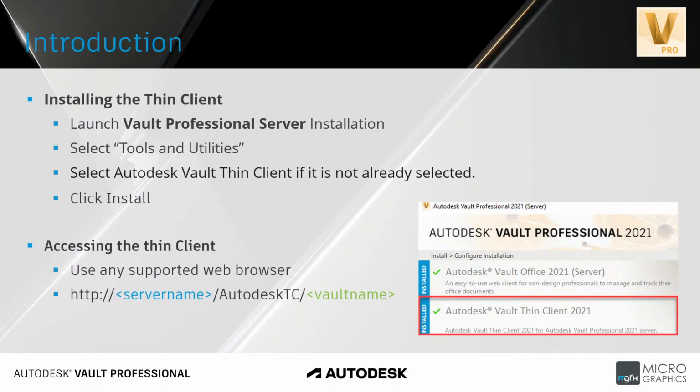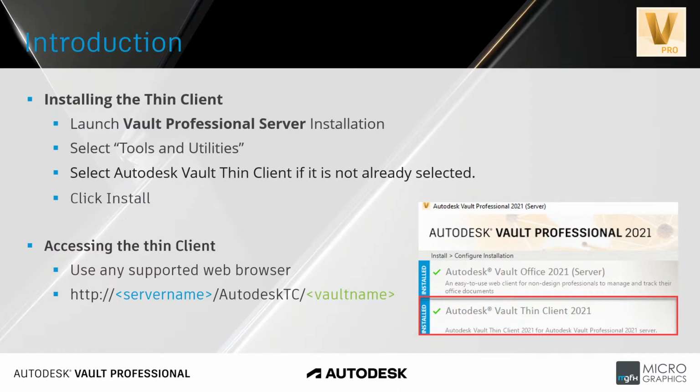So installing the thin client, it's the same as before, so nothing has changed with the 2022 release. You're going to launch the Vault Professional server installation. You're going to select Tools and Utilities, and you're going to select to install the Vault Thin Client if it is not already selected. So you'll see the image on the right. That's what it should look like when it's done. Of course, this is done on the server because you have to modify the Vault Professional server installation. Right? Once you click install, it shows you that it is complete on the right, and that service can now run in the background such that anyone can access it through their browser.